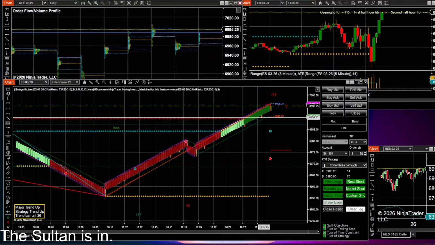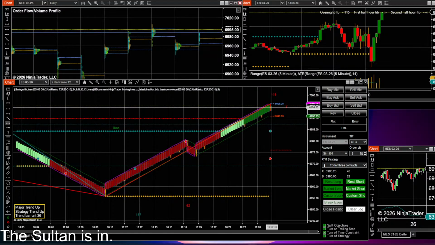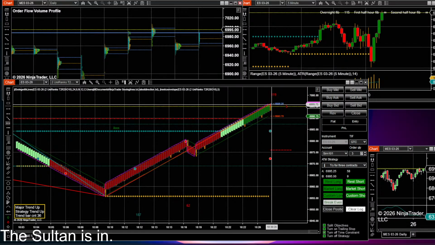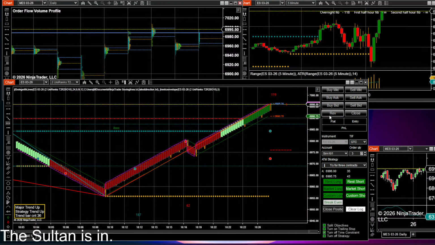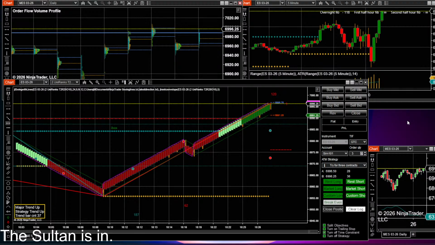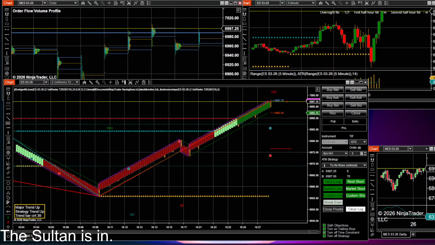So this one here would be my pullback, the first pullback, and I would be up 3 ticks right now. So even my paper trading is not doing too well. All right, I'm at my profit objective now, and I would have been out.